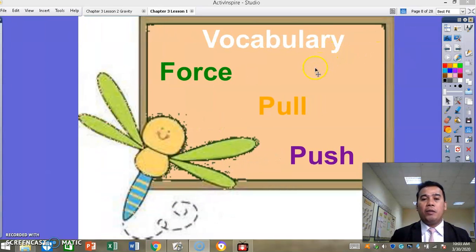For our vocabulary words today, I have here the word force. I have here the word pull. And I have here the word push. As we go through our lesson, we will encounter all of these words.